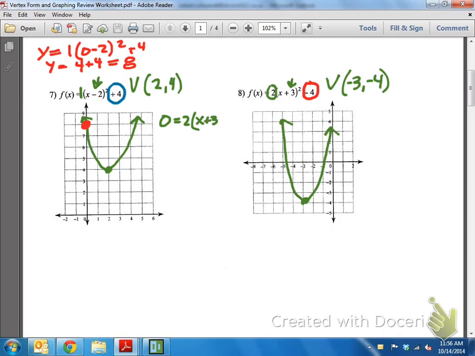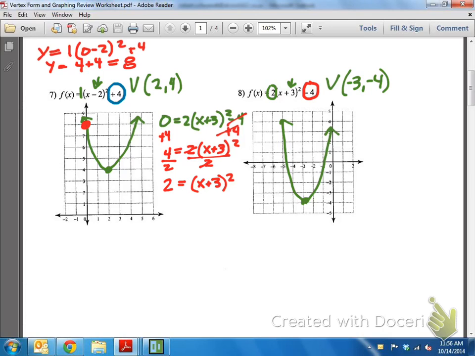So 0 equals 2 times x plus 3 squared minus 4. In order to get x by itself, we have to do a little bit of unwrapping here. First thing I need to do, get rid of that 4, so adding 4 to both sides will give me 4 equals 2 times x plus 3 squared. Now we have to get rid of that 2 in front, so we divide by 2 on both sides. And we get 2 equals x plus 3 squared.